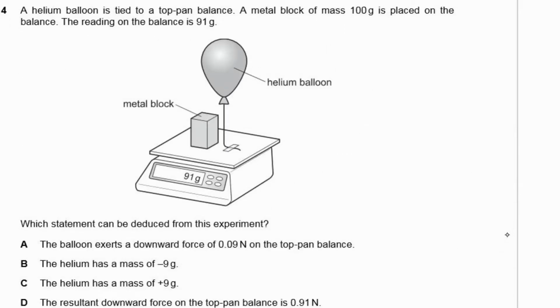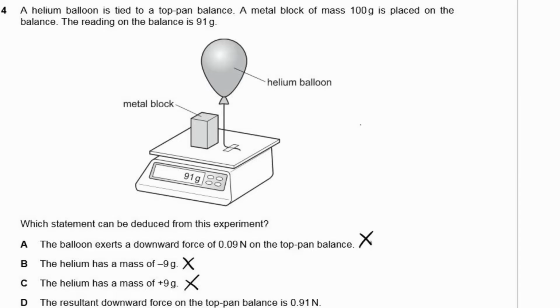Question 4. A helium balloon is tied to a top pan balance. A metal block of mass 100 grams is placed on the balance. The reading on the balance is 91 grams. Okay, so the balloon is pulling up with a force which changes the reading on the balance. So let's look at the statements that could be correct. A. The balloon exerts a downward force of 0.09 newtons. Nope, it's an upward force. B. The helium has a mass of -9 grams. No, you don't have any negative masses. C. It has a mass of +9 grams. Nope, it doesn't have that either.